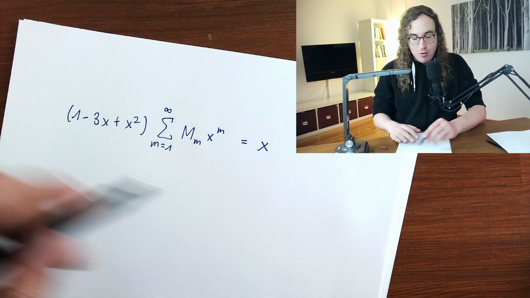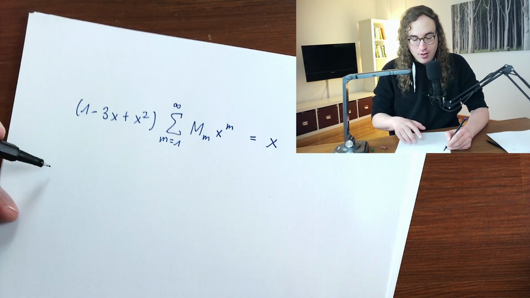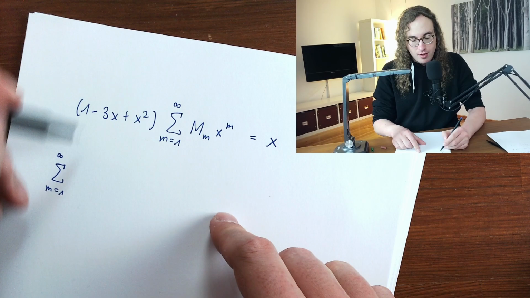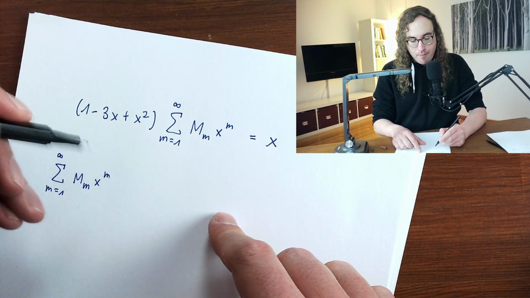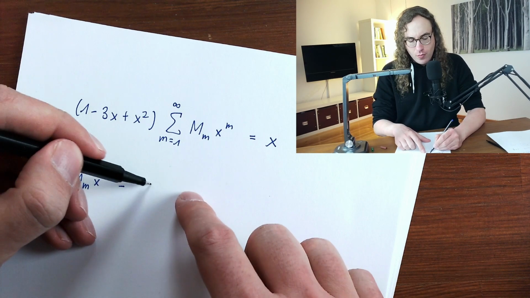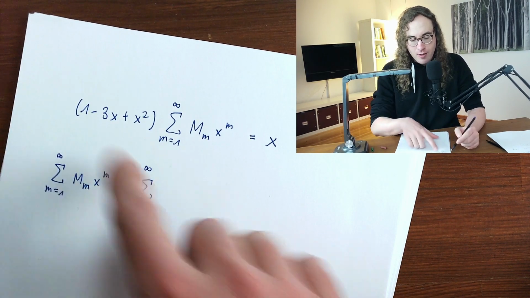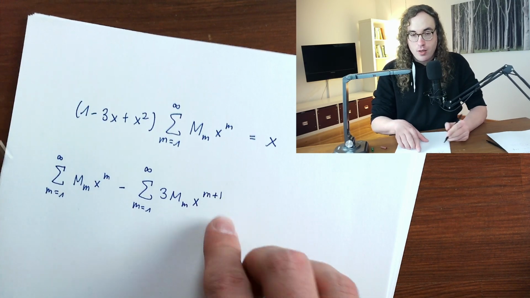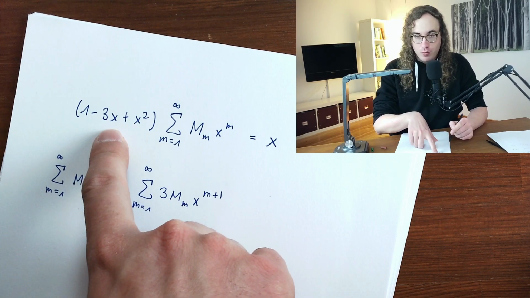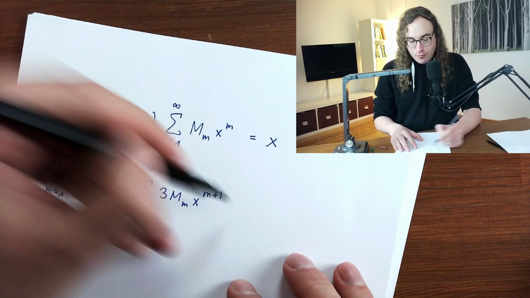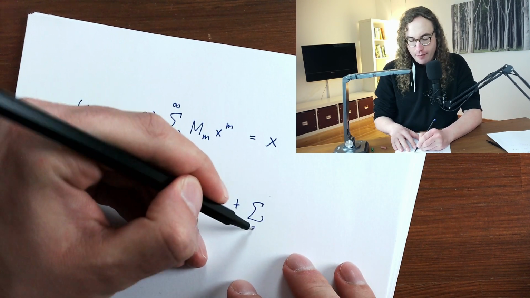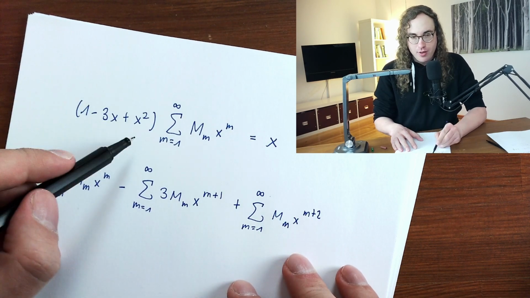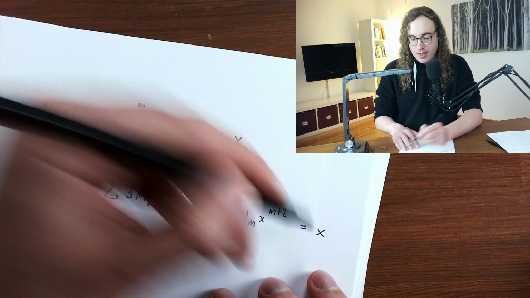Nothing else happened. Now I expand this, which is easy. So 1 times this is the sum from 1 to infinity of mm times x to the m, then minus the sum from 1 to infinity of 3 times mm times x to the m plus 1, and this plus 1 comes from the extra x that I'm multiplying with. And the last term, again the sum from 1 to infinity of mm times x to the m plus 2 because of the square I'm multiplying with. And this is the same as x still.